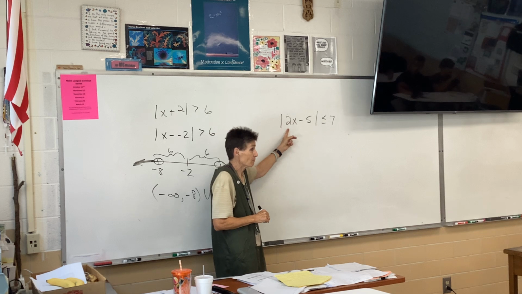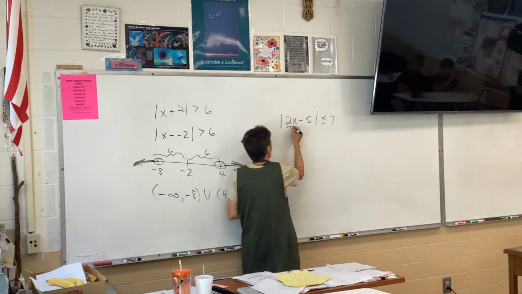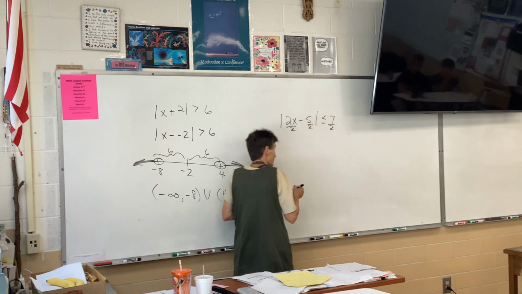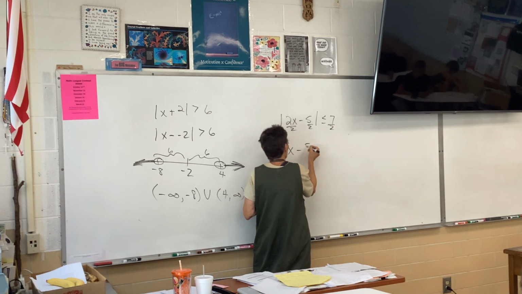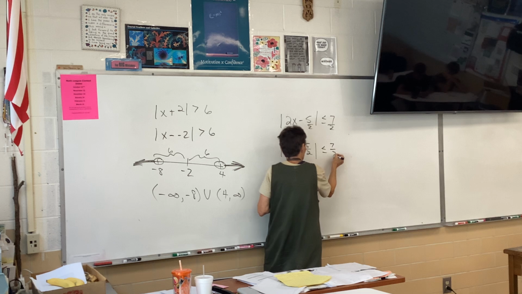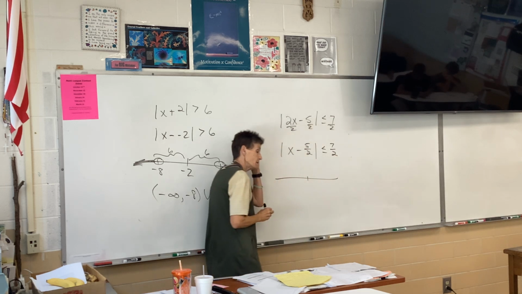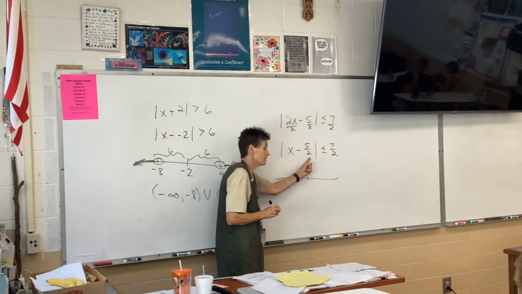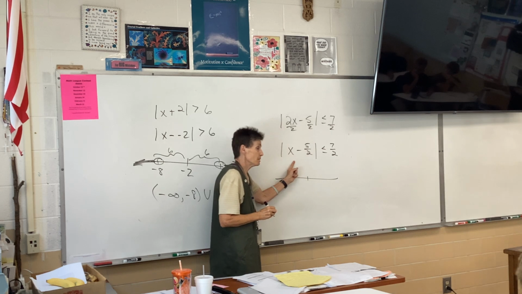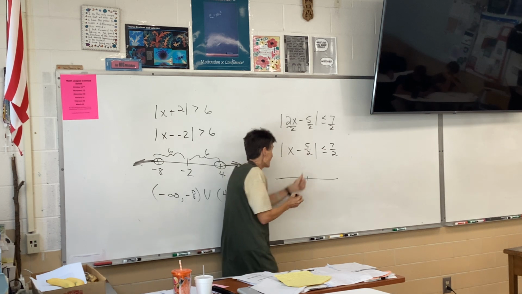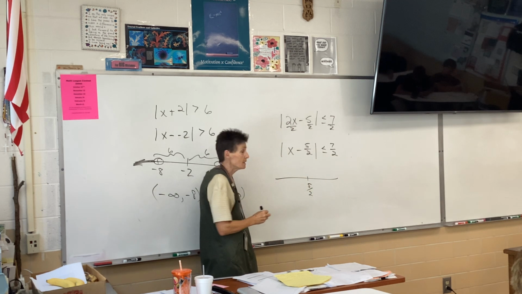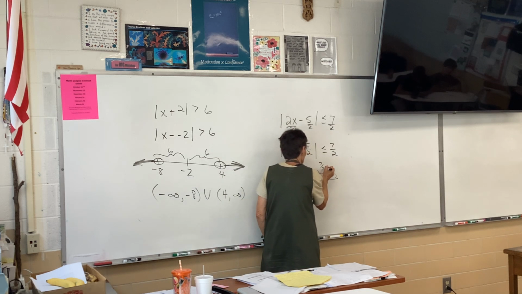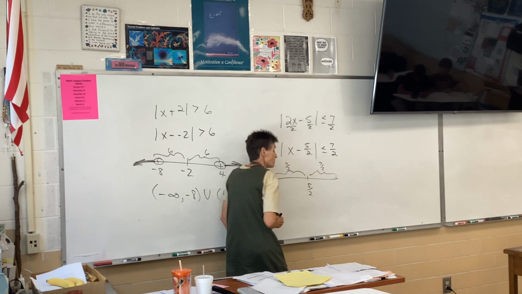So I'm going to divide everything by 2. Now please don't get all upset, it's perfectly legal. We're going to divide everything by 2. So now what does our problem say? Here's my number line. It says the distance between some number and 5 halves is less than or equal to 7 halves.